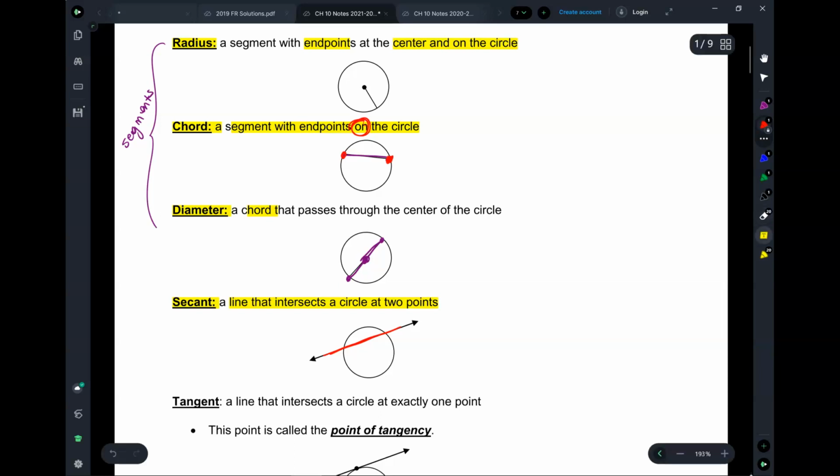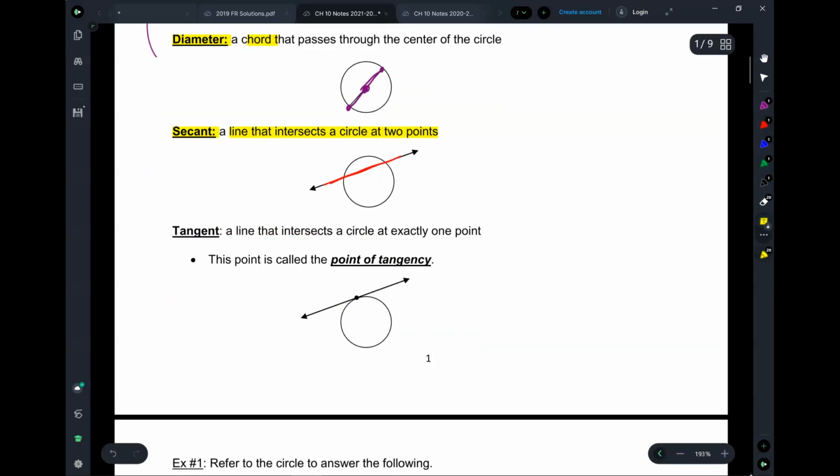A tangent is a line that intersects the circle at exactly 1 point. So it's like this is a circle and this line is coming over and it just brushes the circle at one point, just at one point. That point is a special point called the point of tangency.